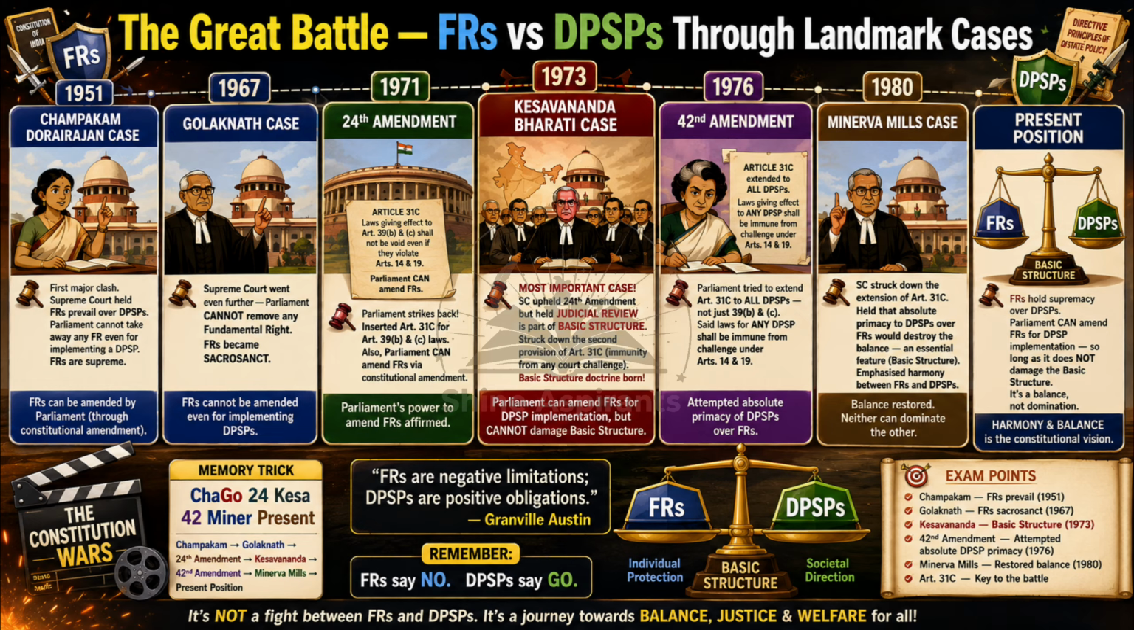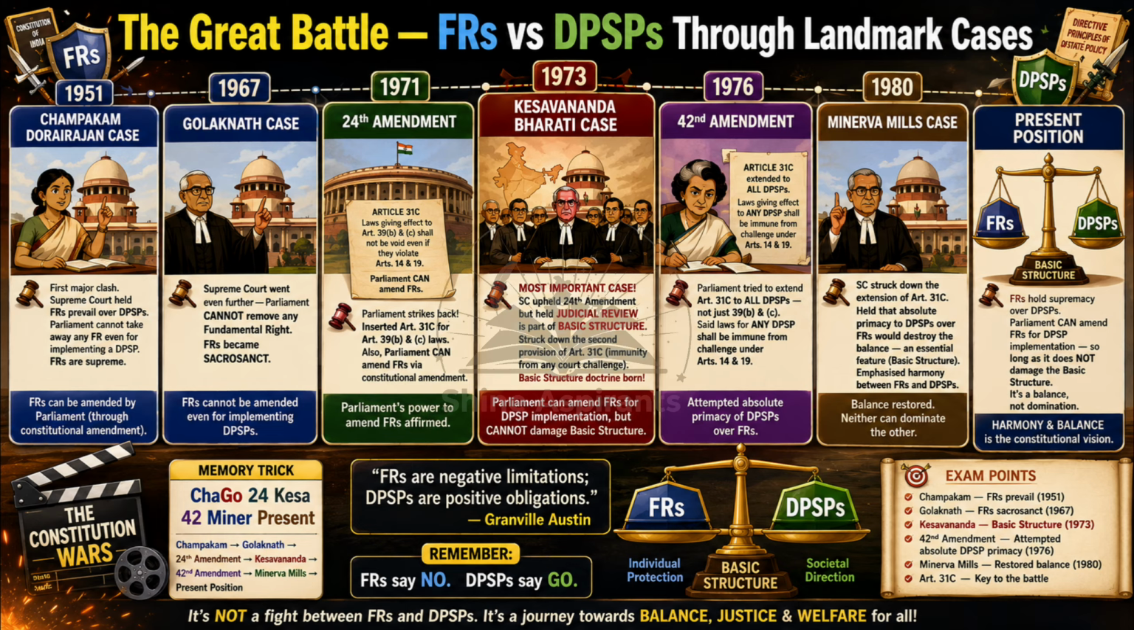1976 42nd Amendment. Parliament, led by Indira Gandhi's government, tried to extend Article 31C to all DPSPs, not just 39B and C. It said laws giving effect to any DPSP shall be immune from challenge under Articles 14 and 19. 1980 Minerva Mills case. The Supreme Court struck down this extension of Article 31C. It ruled that giving absolute primacy to DPSPs over FRs would destroy the balance that is an essential feature of the Constitution, i.e., the basic structure. It emphasized harmony between FRs and DPSPs.